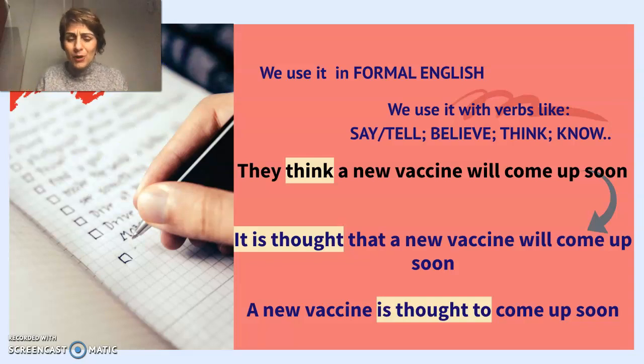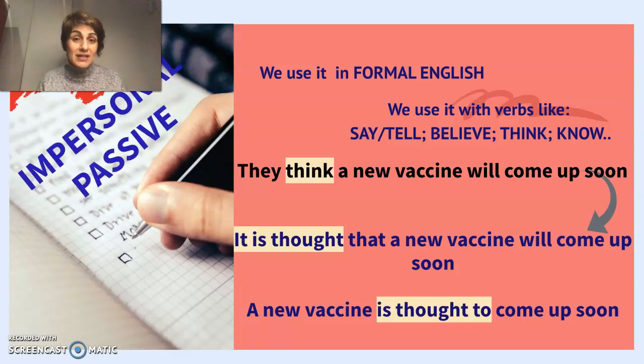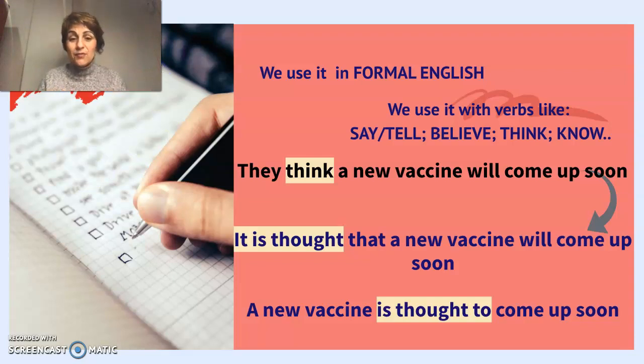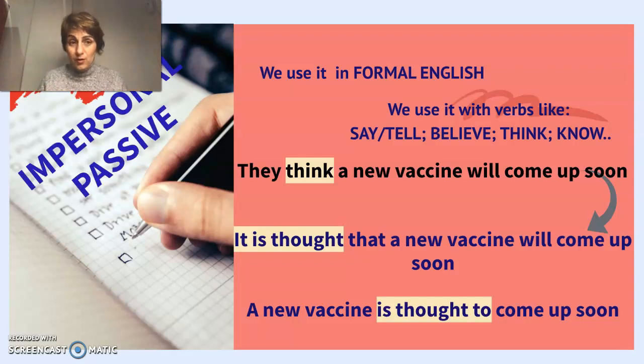Or let's go for a more complicated one. A new vaccine is thought to come up soon. Finally, what we are doing is to use the verb think as the verb that has to be in the past participle. And then we have to use the right tense for the verb to be, is thought.